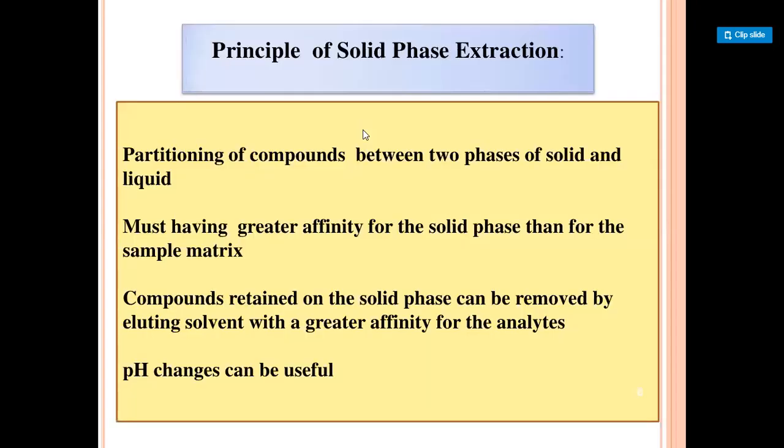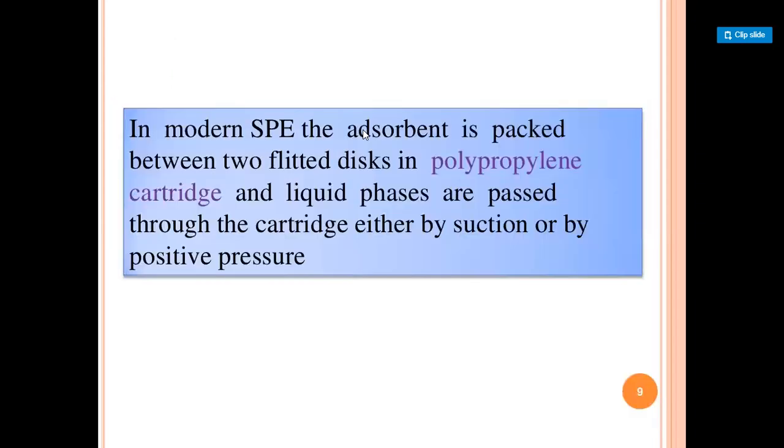The principle of solid phase extraction is the partitioning of compounds between two phases, solid and liquid, with the compound having greater affinity for the solid phase than for the sample matrix. Compounds retained on the solid phase can be removed by an eluting solvent with a greater affinity for the analytes. pH changes can be useful. In modern solid phase extraction, the adsorbent is packed between two filter discs in a polypropylene cartridge, and liquid phases are passed through the cartridge either by suction or by positive pressure.